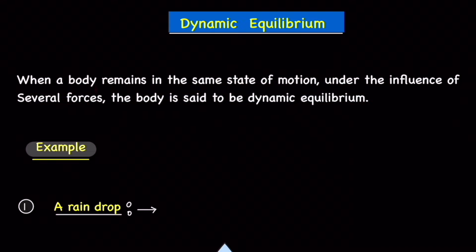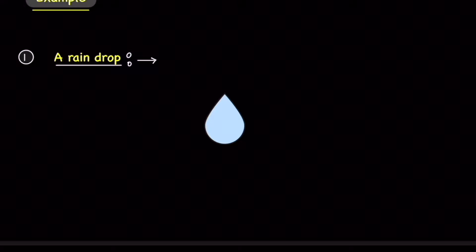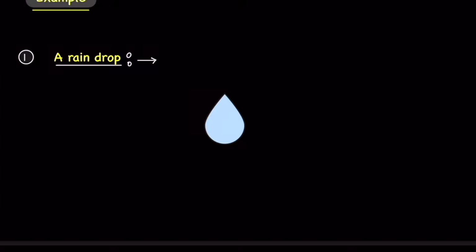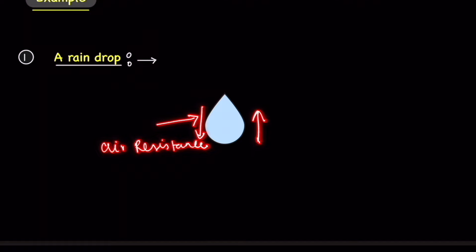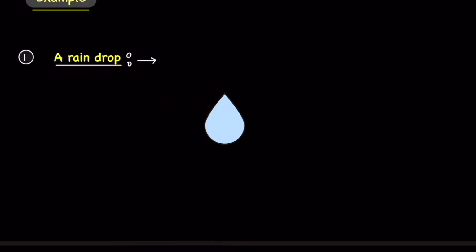Let's take one example here, a raindrop. See, the rain wants to go down because of the gravitational force. So here gravitational force is acting. We know that when the drop is going down, air resistance is present. Air resistance will not allow this water droplet to go down, so it acts in the upward direction and the gravitational force acts downward. Both cancel out, so the raindrop will move with uniform motion.